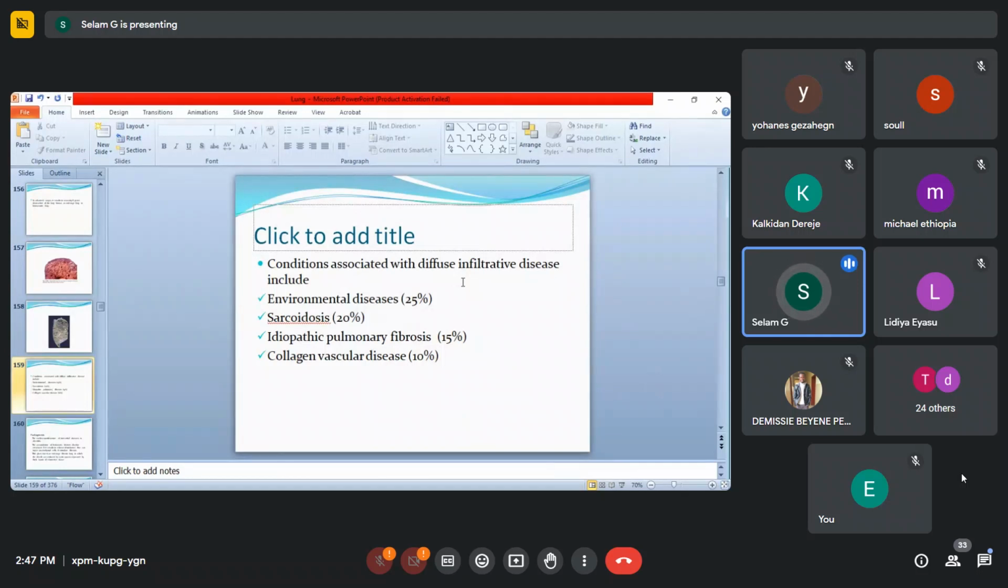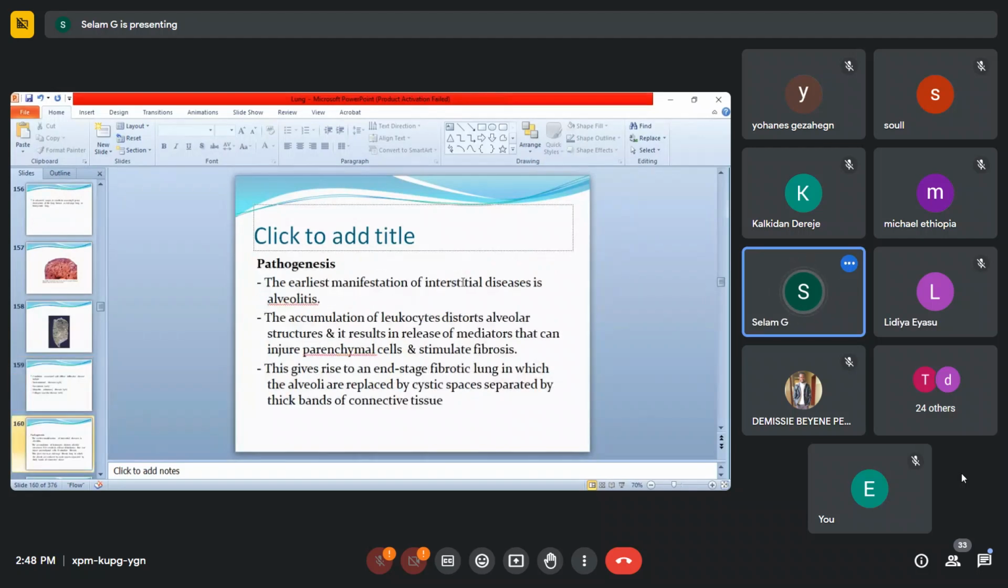Conditions associated with diffuse infiltrative disease or the restrictive pulmonary disease are environmental diseases, accounting for 25%, sarcoidosis, 20%, idiopathic pulmonary fibrosis, and collagen vascular diseases are important causes for restrictive lung diseases. So the pathogenesis: the earliest manifestation of interstitial disease is alveolitis, and this accumulation of leukocytes distorts these alveolar structures, and it results in release of mediators that can injure the parenchymal cells and stimulate fibrosis.